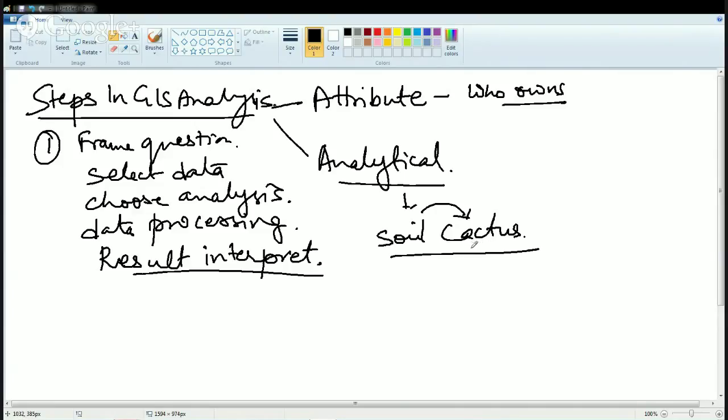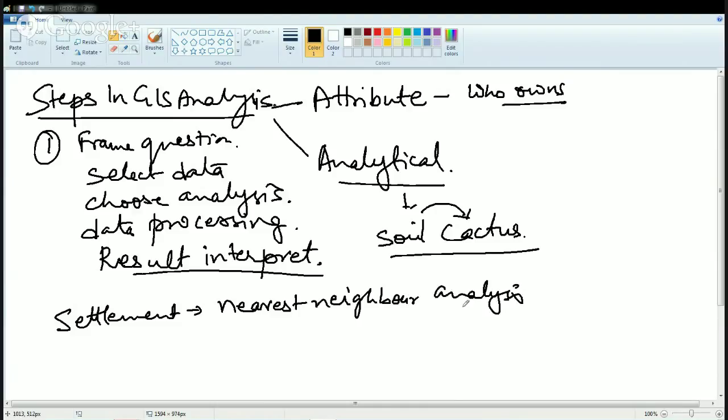Now, GIS analysis can be applied to various concepts. For example, in settlement geography, you can use nearest neighbor analysis. That's one method. The next method is for transportation geography, where you can use network distance analysis. Then for settlement geography, again, you can use planar distance analysis. So these are the various applications of GIS. But there are some limitations with the GIS data.